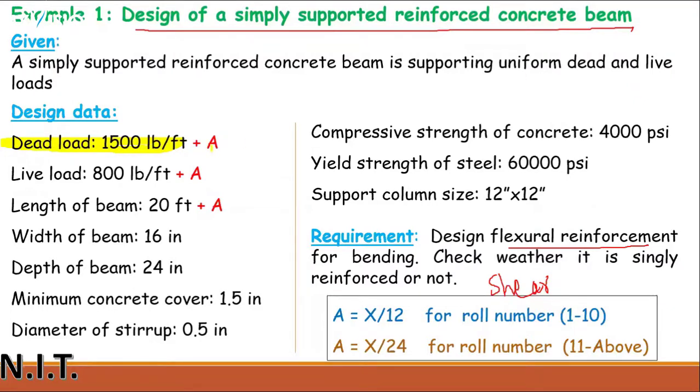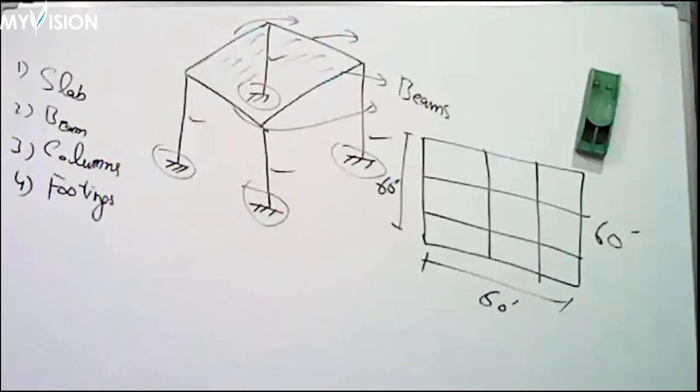This is the second numerical of this course, and the live load is 800 pounds per feet. Dead load is 1500 and live load is 800. Okay, the length of the beam is, let me, how can I draw it? The length of the beam is 20 feet, the width of the beam is 16 inches and the depth of the beam is 24 inches. Let me show you on the screen, please. Check here, see on the board.